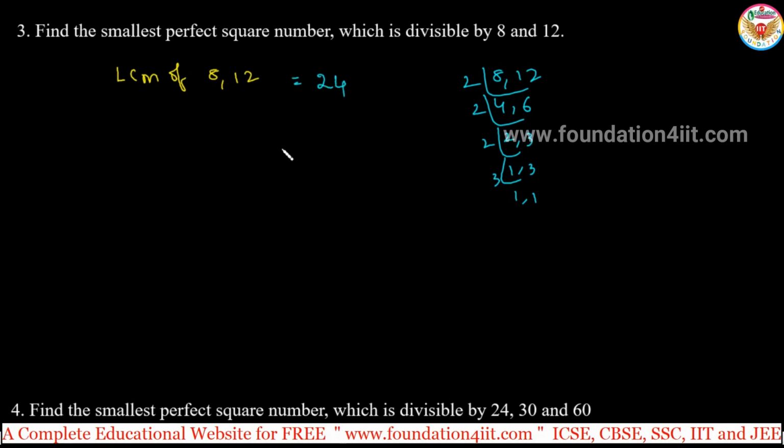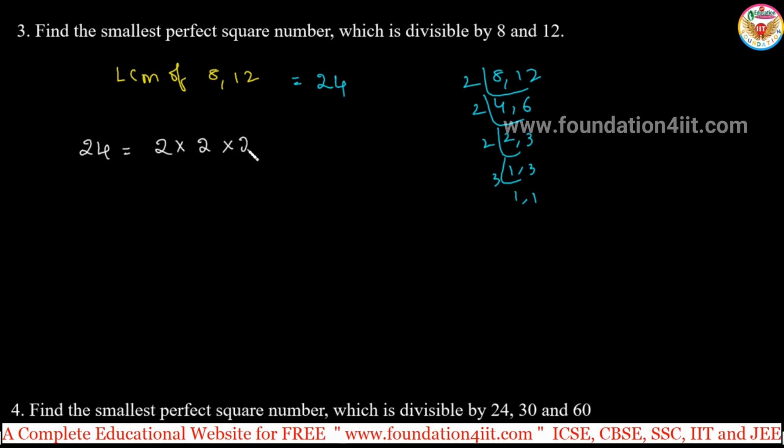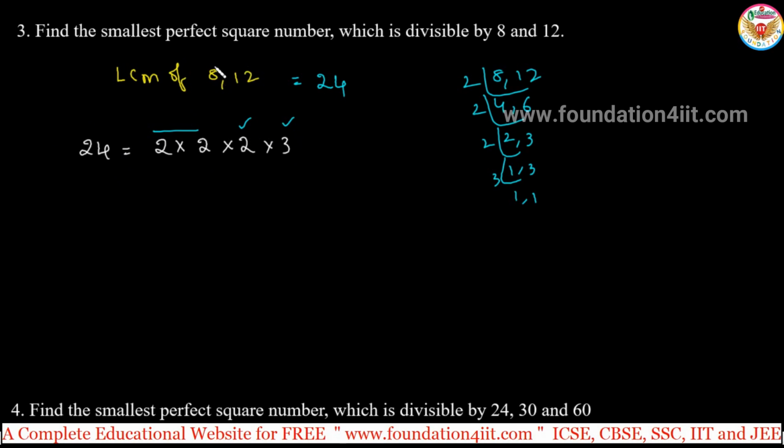But to make it a perfect square, what must be multiplied? Because 24 is not a perfect square, but 24 is nothing but 2 into 2 into 2 into 3. To make it a perfect square, this is one pair. Extra 2 and 3 should be multiplied. Okay, 24 is divisible by 8 and 12 perfectly, but they asked for a perfect square, right? So 24 you got. Now what number should be multiplied to make this 24 a perfect square? That we should continue like I explained previously.